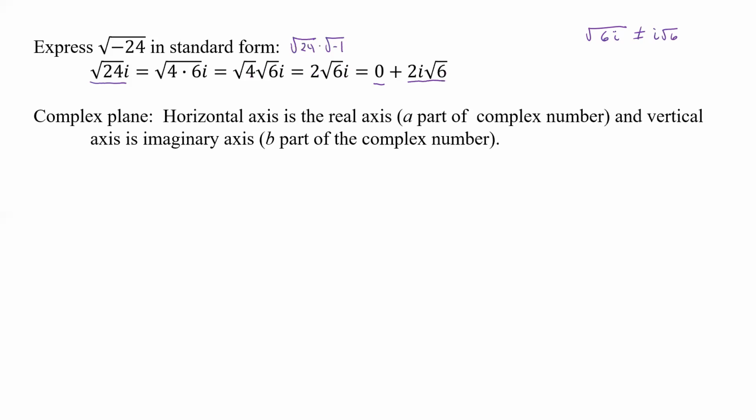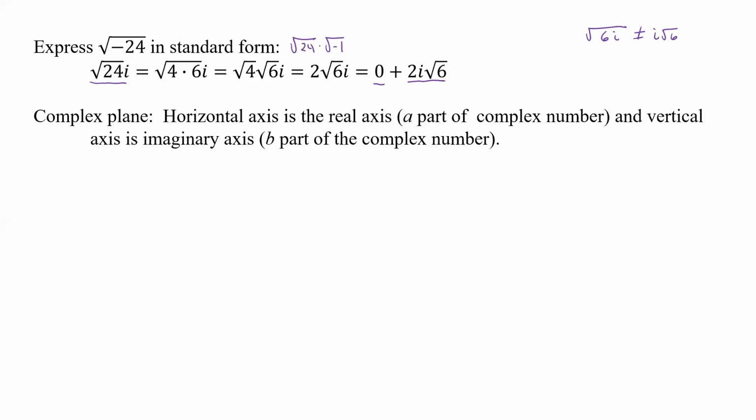So sometimes when you're writing these in terms of form, you have to be careful whether you put the square root and then put the i on the end, or you just put the i at the beginning. And so we have 2i square root of 6. Okay. Now we have a complex plane.